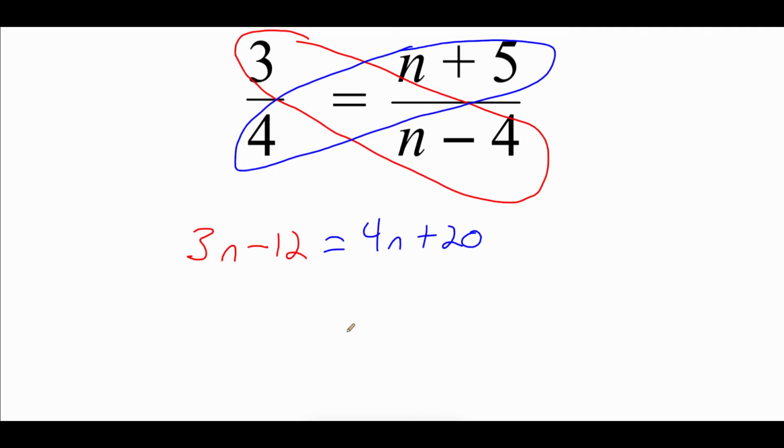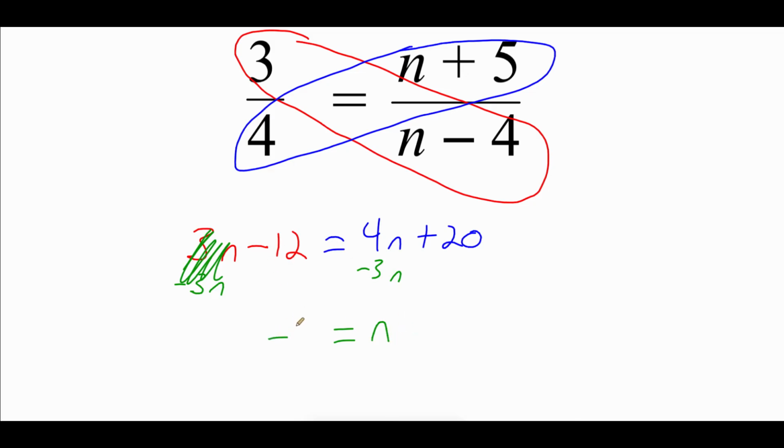In this case, I always like to move the smaller of the two variables to try to avoid negative numbers if I can. So I'm going to move the 3n, and in order to move that 3n, I'm going to have to subtract 3n from both sides. So the positive 3n and the negative 3n cancel each other out. On the right-hand side, if I have 4n and I subtract 3n, I'm going to get 1n, but it's not necessary for me to put the 1 in front of the n. I can just write it as n.